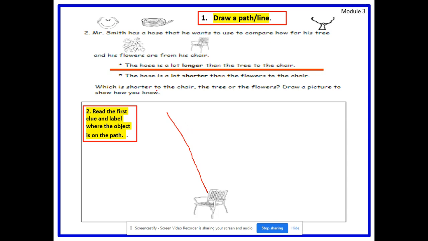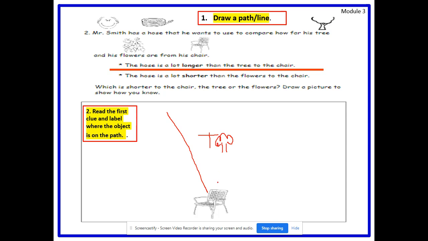So would I be able to place my tree over here? No. The answer is no, because it's saying that my hose is longer than the path from the tree to the chair. So we're going to place the tree about right here. You can even draw a little tree to know that it's right there.